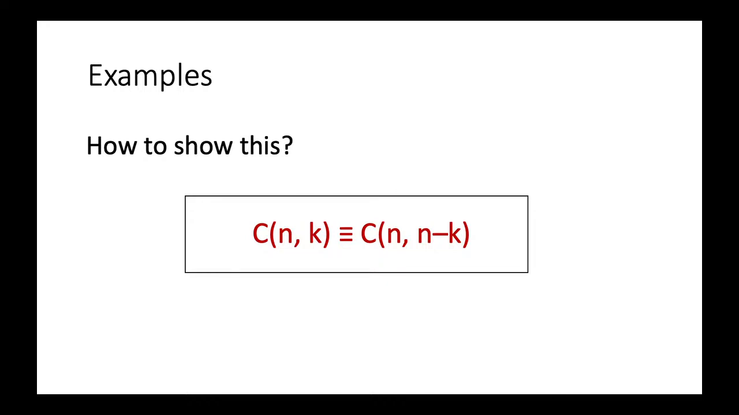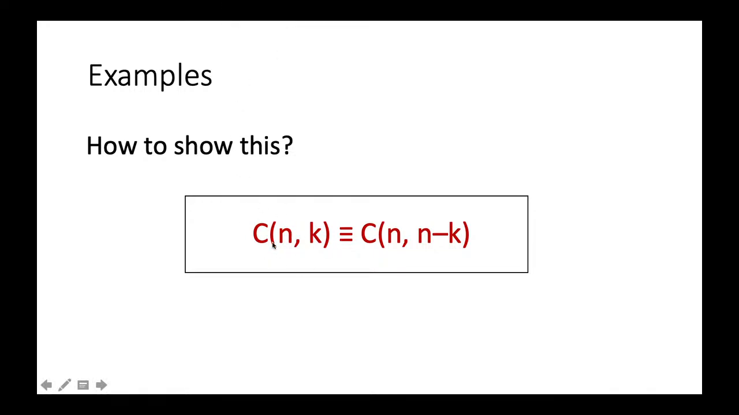In this example, we want to show that the value of n choose k is always the same as the value of n choose n minus k. Remember, when we are doing combinatorial arguments, we do not have access to the exact formula for n choose k. We don't know that it equals n factorial divided by k factorial and n minus k factorial. We just want to argue from the physical meaning of each of the terms, and then establish the equivalence of both sides.